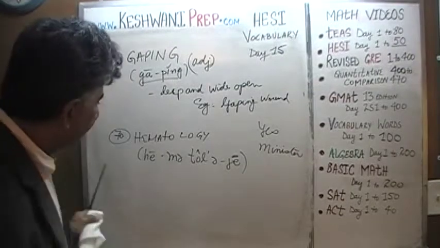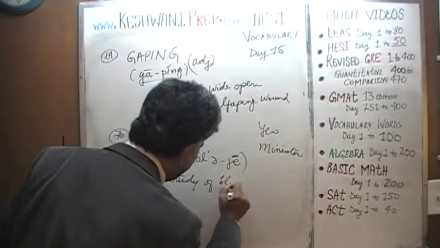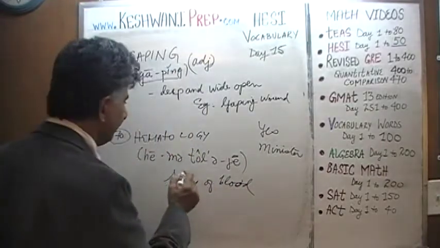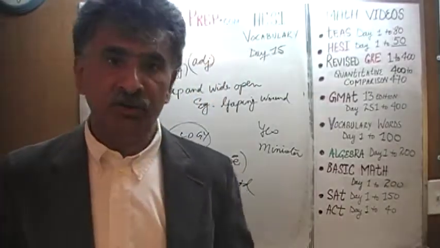Isn't that nice? Hematology. Hematology is simply the study of blood. Anytime something ends in ology, that means study of something. Biology, zoology, hematology.